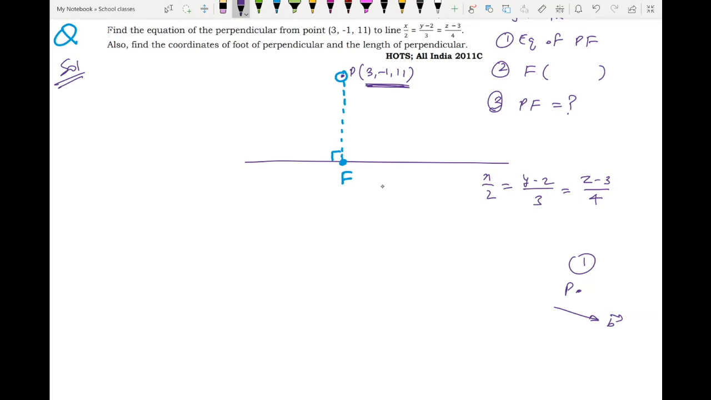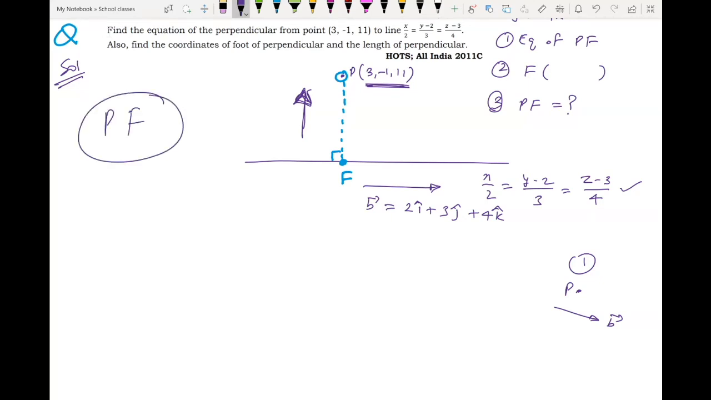Okay, for this line we have the b vector, because the line is given. The b vector will be nothing but 2i plus 3j plus 4k. But we need a vector here, isn't it? We need a vector which is parallel to line PF, because we are focused on finding line PF. Whenever we have to find the equation of a line, we need a point and a vector to which it is parallel. Okay, so let me tell you how to do this question.